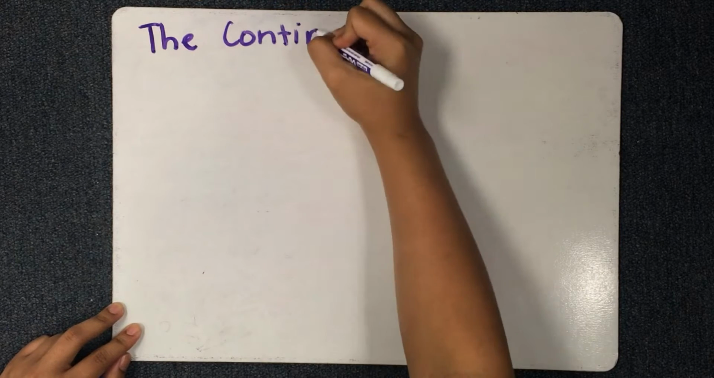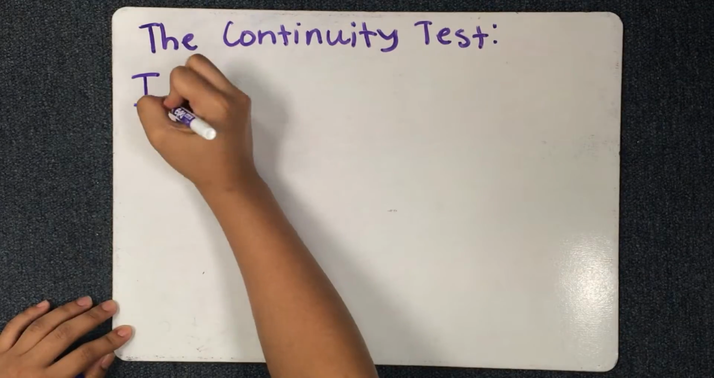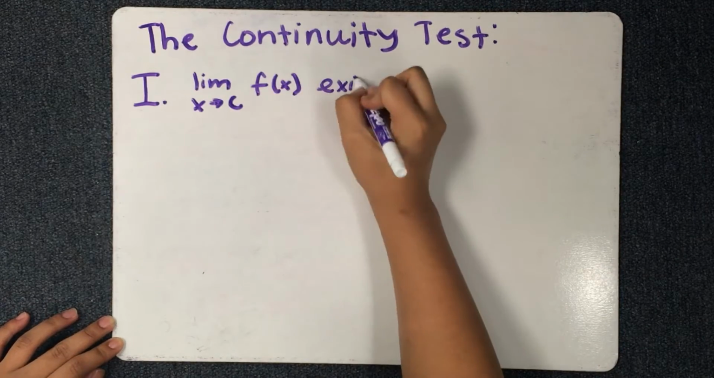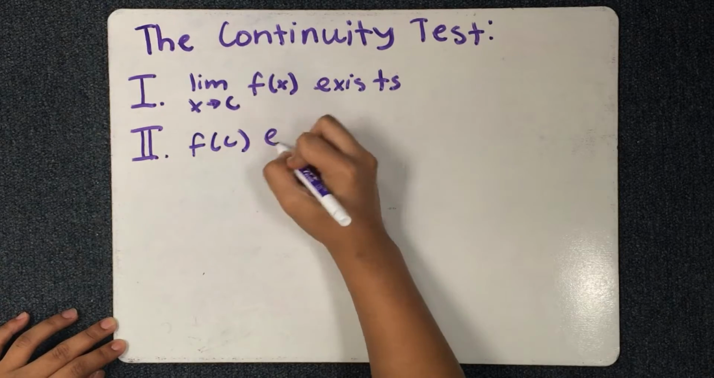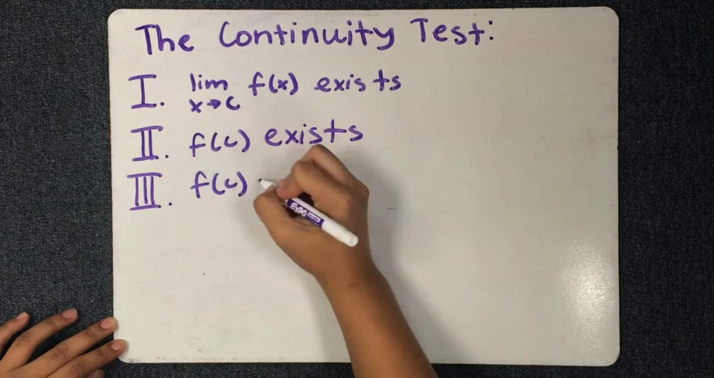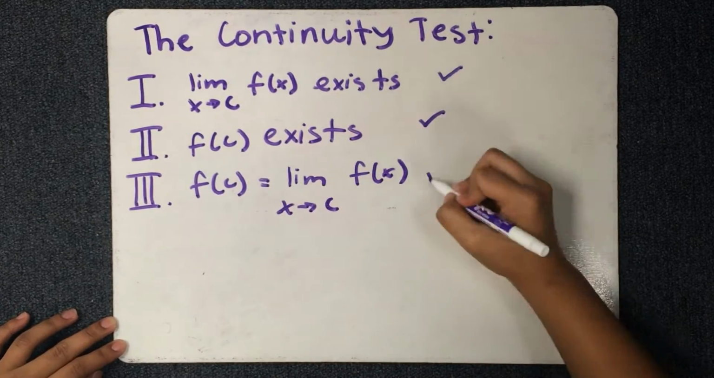Today's lesson is Continuity Test. The continuity test consists of three parts. First, the limit as x approaches c of f of x exists, f of c exists, and f of c equals the limit as x approaches c of f of x.